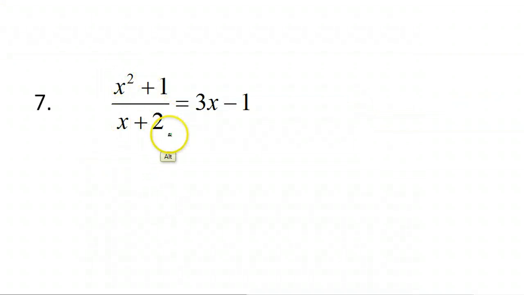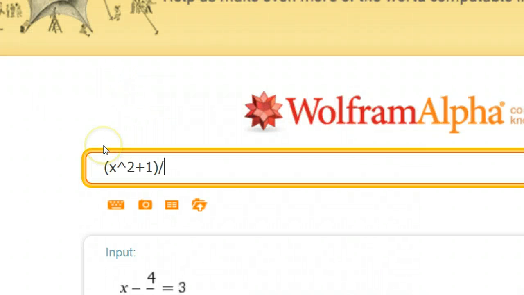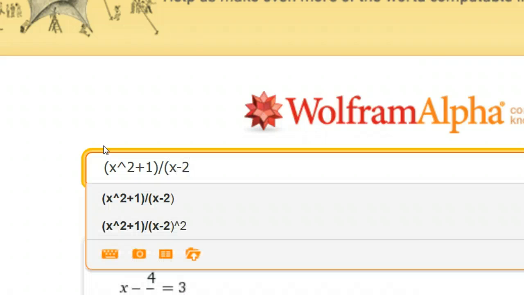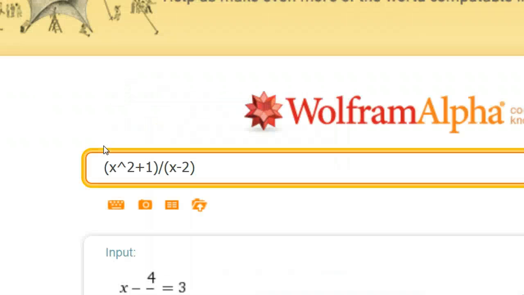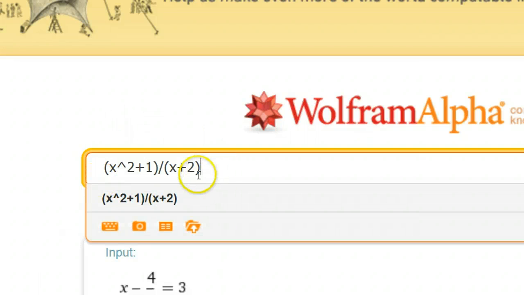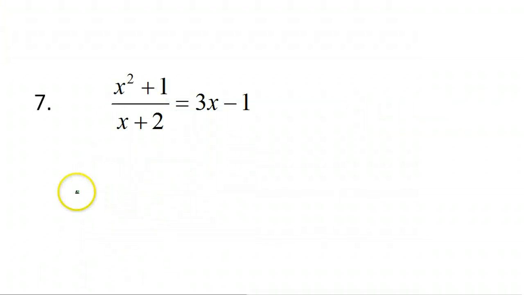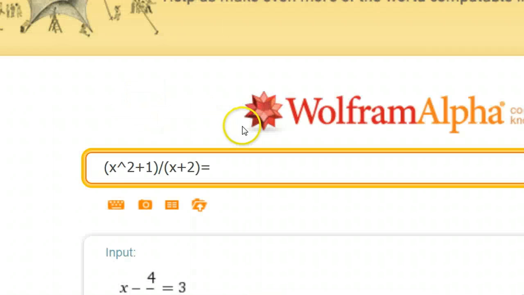Now that's over x plus 2. So I'll go over, in parentheses, I'll put the, oh, it was x plus 2, so I'm messing up. I am messing up. Okay, is it equal yet? And then it's equal to 3x minus 1. I don't think I need parentheses for that. So I can just do 3x minus 1 like that.